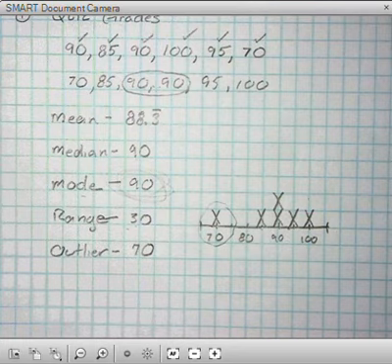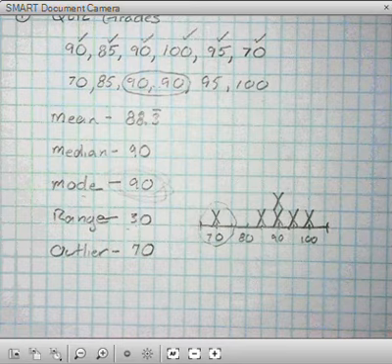That's absolutely true. But then they're going to come back to you and say, well, how is it that most of your grades are an A, but your average is a B? How would you defend yourself?